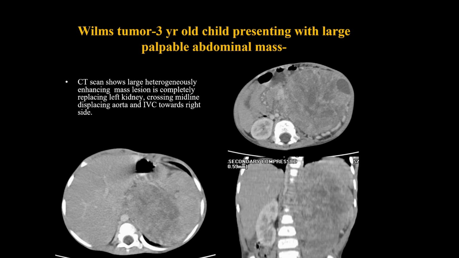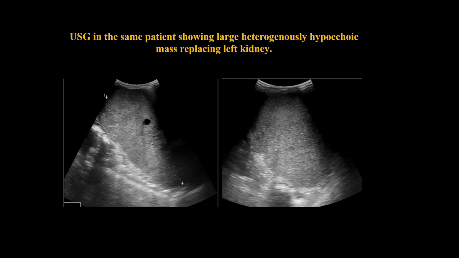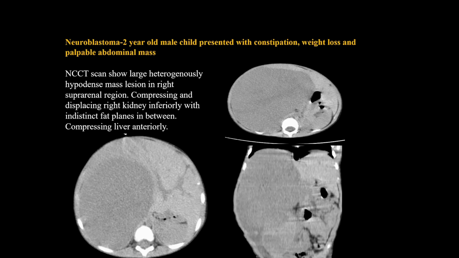So this is a case of a 3-year-old presenting with a large palpable abdominal mass. CT scan shows a heterogeneously enhancing mass lesion completely replacing the left kidney, crossing the midline, displacing the aorta and IVC towards the right side. USG in the same patient shows a large heterogeneously hypoechoic mass replacing the left kidney.